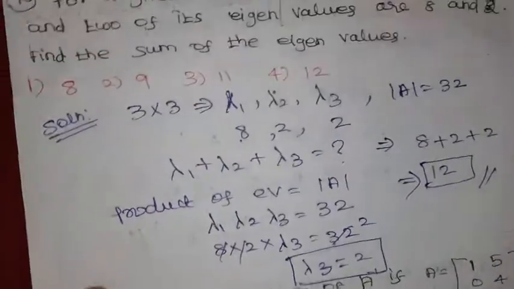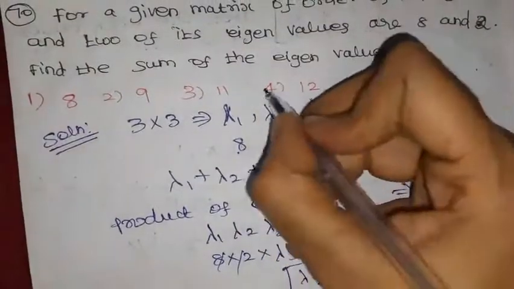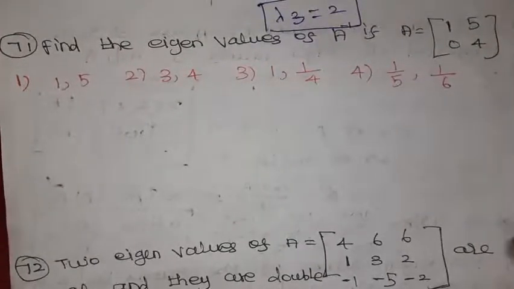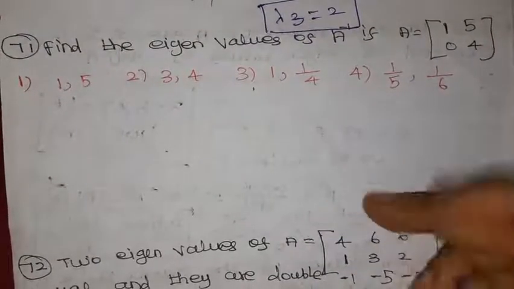So 12 is the right option. Option 4, 12 is the right answer. Then question number 71. Find the eigenvalues of A inverse.